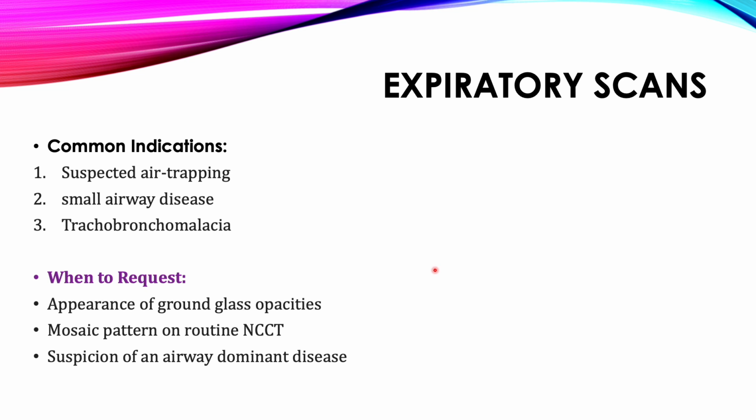Common indications for expiratory scans are suspected air trapping, small airway disease and tracheobronchomalacia. So it's very useful in interstitial lung disease like hypersensitivity pneumonitis, in small airway diseases where we want to look at air trapping. When do we request this? We request an expiratory scan when we see ground glass opacities because we want to rule out whether there is air trapping here or not. When we see a mosaic pattern, we should do an expiratory scan. And when we are suspecting an airway dominant disease, we should do an expiratory scan.